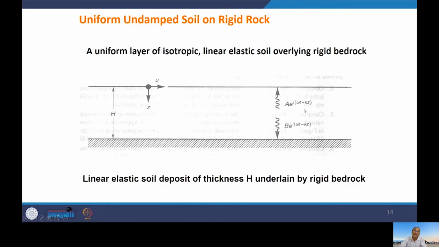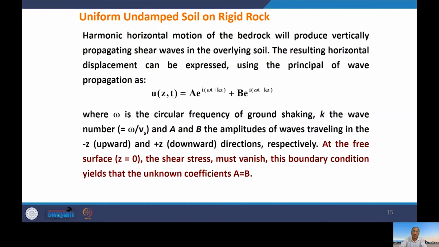But what is k here? k is called the wave number, and k can be defined as omega over Vs. Okay, so in this equation, k is the wave number, written here as omega divided by Vs, where Vs is the shear wave velocity of the medium, and A and B are the amplitudes of the waves traveling in the upward and downward direction. Upward direction is negative here, and downward direction is considered positive, because z is considered positive in the downward direction.